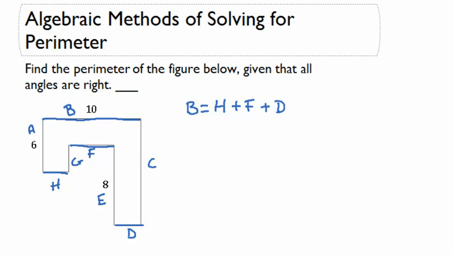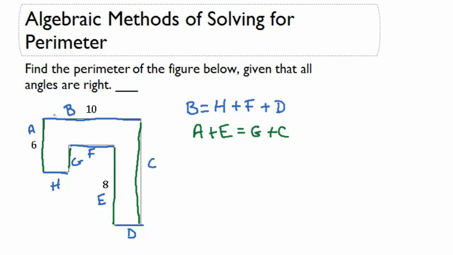Now, if I look at my vertical lines, I can see that A plus E is going to be the same thing as G plus C. If I add them together, they both have the same amount that overlap, so they're going to be equal when I add them together. So A plus E equals G plus C.